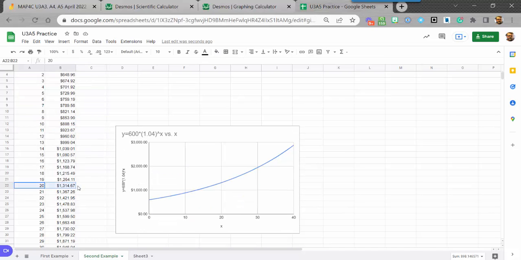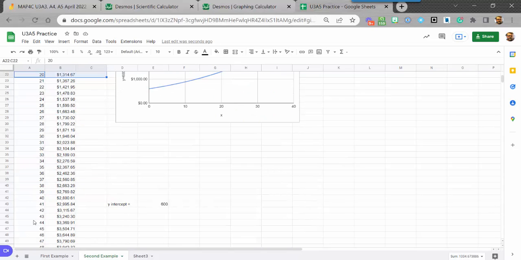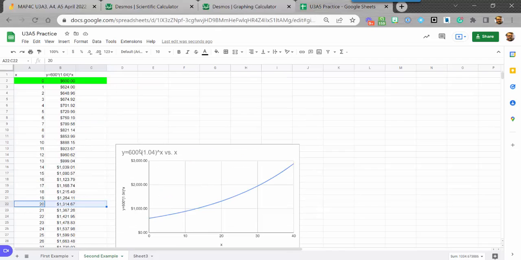20 we can pull from the spreadsheet here. 40 we can pull from the spreadsheet here. I'm going to note the y-intercept is 600 because again that's the initial value. When x is 0, where is the line crossing the y-axis, which is this vertical line? It's hard to see on the graph. I go back to the spreadsheet, I can see it's 600.